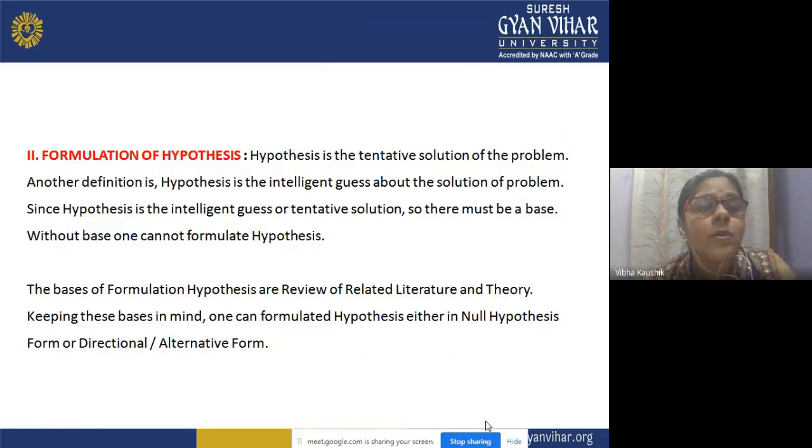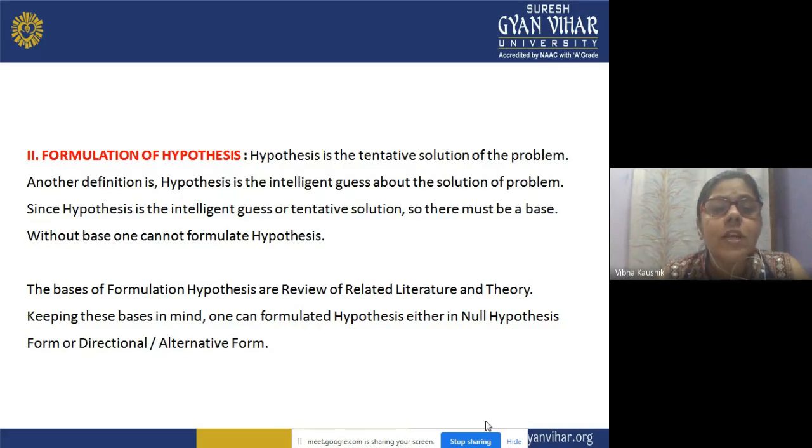Now, the second one is formulation of hypothesis. Now, what is a hypothesis? A hypothesis is related to the tentative solution of a problem. We think that this can be the solution of the problem. That is called a hypothesis.